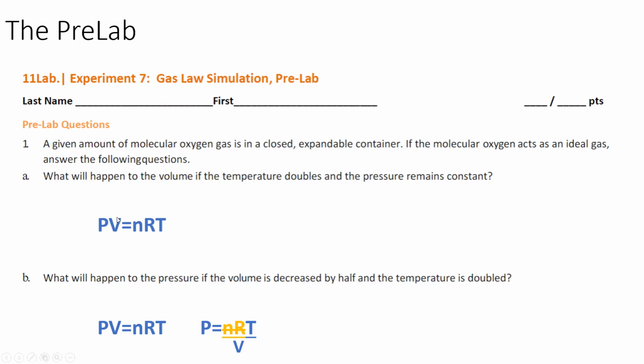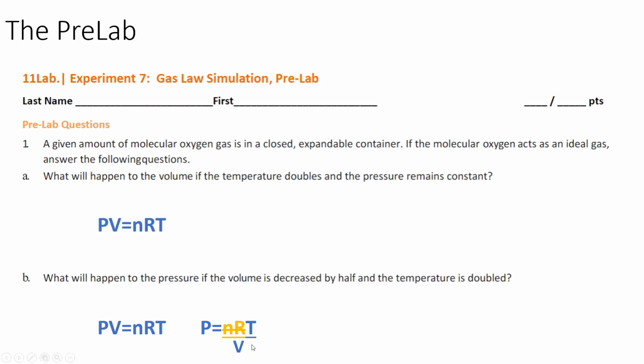So what happens to the volume if pressure is constant and the temperature doubles? That's a direct volume-temperature relationship, or you can just say volume and temperature are directly proportional because they're on opposite sides of the equal sign. So if everything else is held constant, as temperature goes up, the volume should go up proportionally. What will happen to the pressure if the volume is decreased by half and the temperature is doubled?